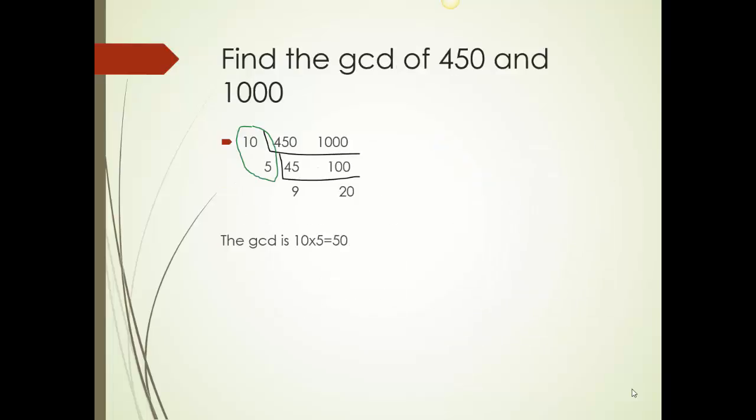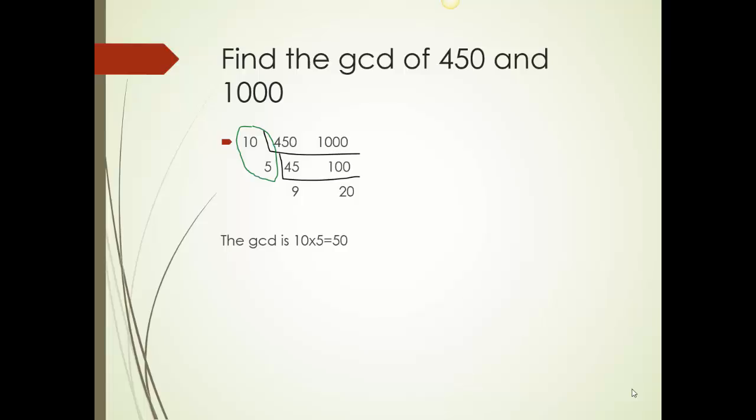Okay, so let's try 450 and 1,000. Right off the bat, I'm going to jump to divide by 10. So I divide 450 by 10, which gives me 45. Then I divide 1,000 by 10, which gives me 100. 45 and 100, I know they're both divisible by 5, so that gives me 9 and 20.